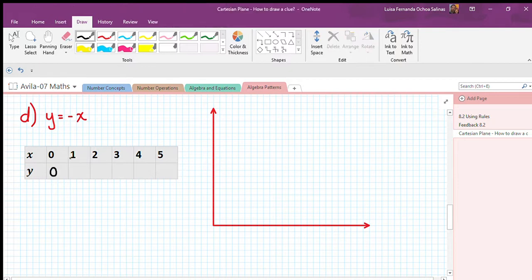When x is 1, y is going to be negative 1. When x is 2, y is going to be negative 2. Perfect. When x is 3, y is going to be negative 3, and so on. Perfect.